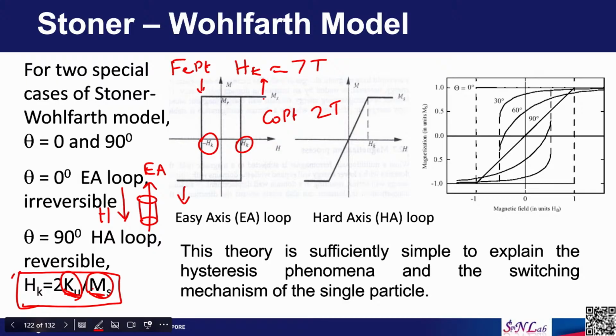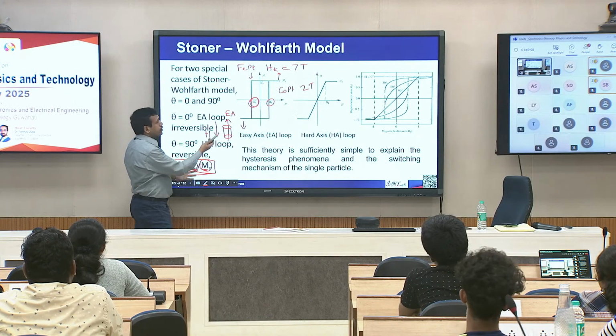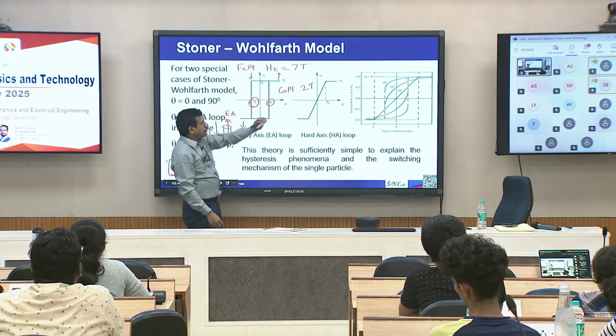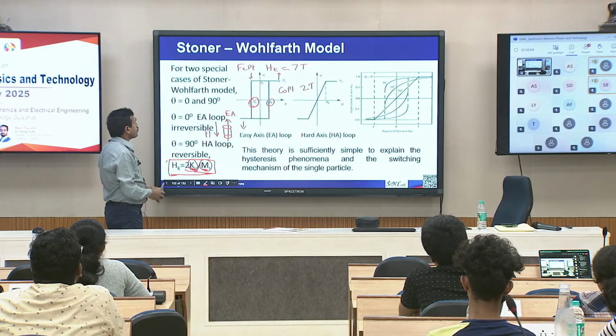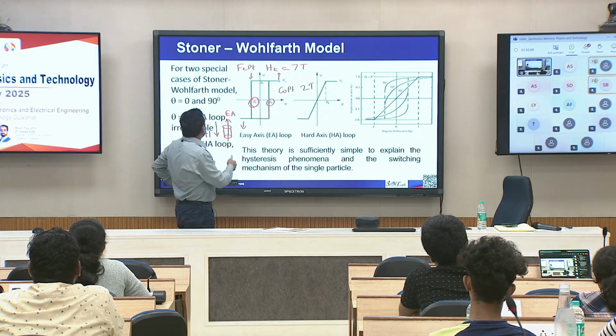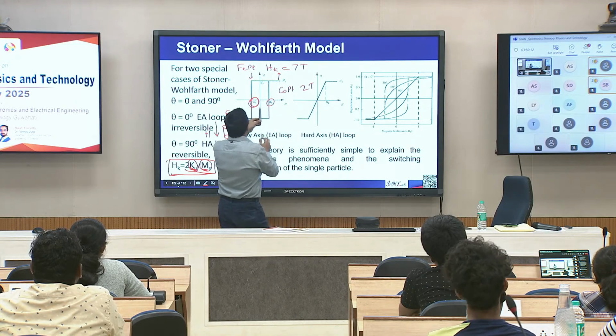Okay. But the important point is that the reversal happens at this field. So, when the applied field is more than this 2 K u over m s, the particle will change from one direction to the other direction, that is in the easy direction. Okay. But if you apply in the hard direction, the magnetization will slowly rotate.